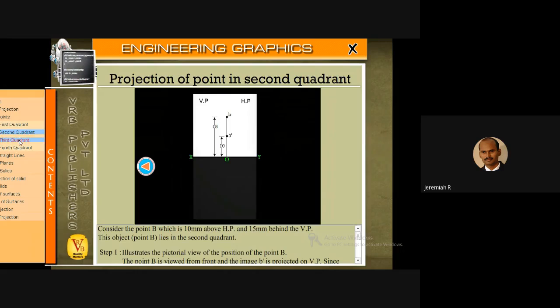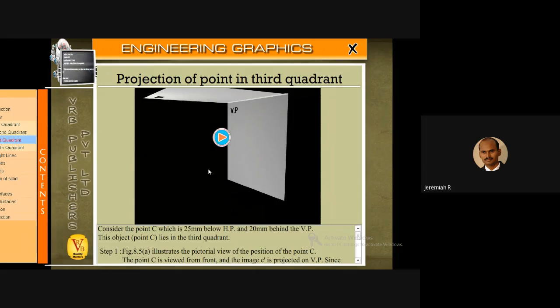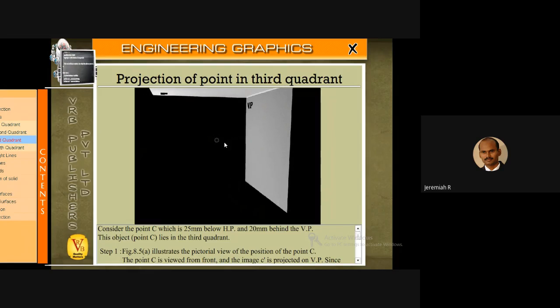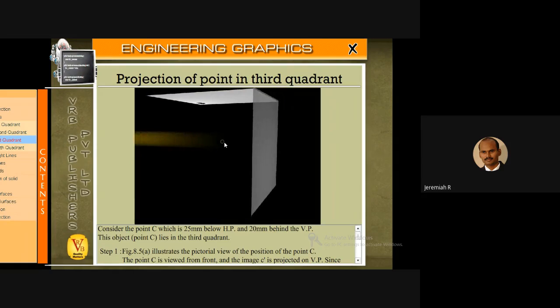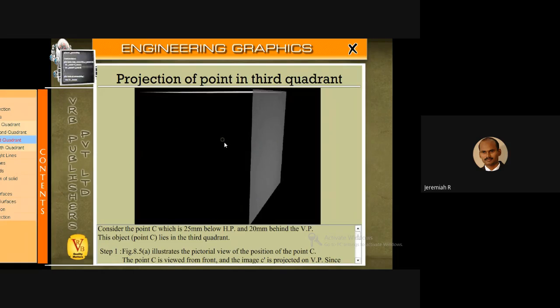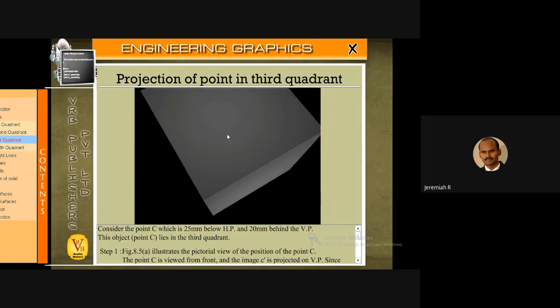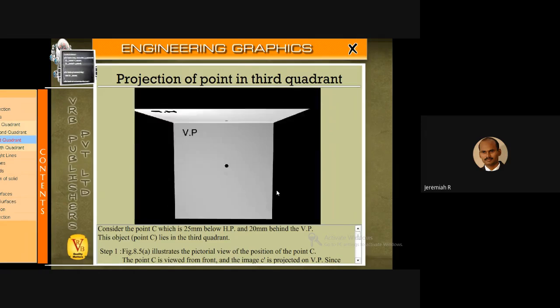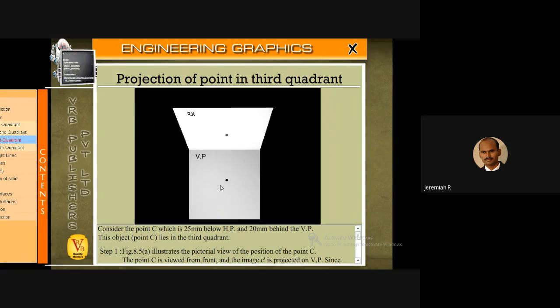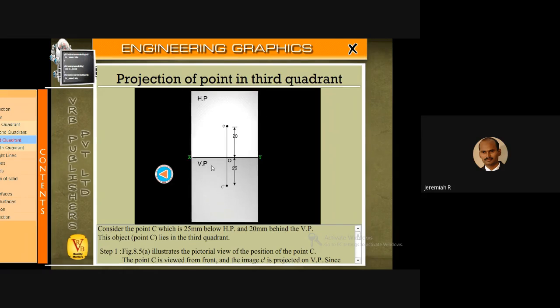Similarly for the third quadrant. I told you some countries, European countries, use the third quadrant angle. If you follow the third quadrant, that is called third angle projection. If you follow the first quadrant, that is called first angle projection. A point is here. When you see from the front, you will get a point here. Here it is not given clearly.